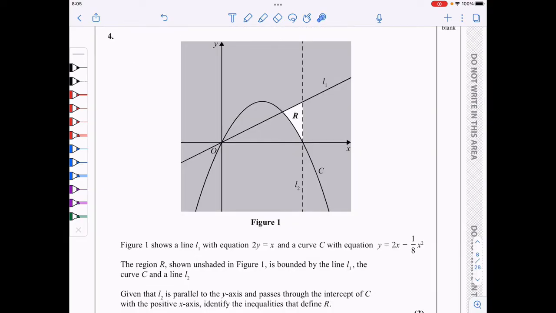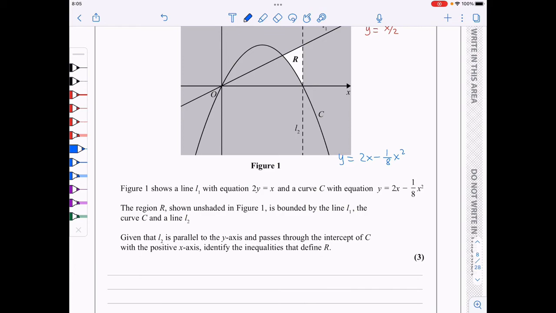Question 4, we've got the straight line here, we've got the vertical line here, L2, and we've got the parabola 2x minus a half x squared. So the line L1 has equation 2y is x. So I could write the equation next to L1, 2y is x, which means y is x over 2. The parabola is y is equal to 2x minus 1 over 8 x squared. We're being asked to determine the inequalities that define this region here, R.